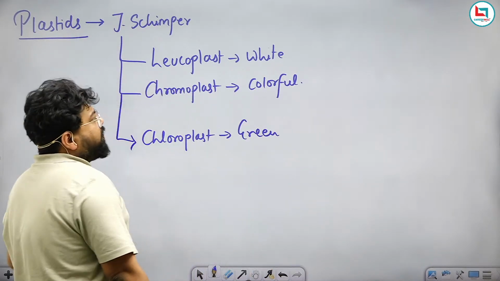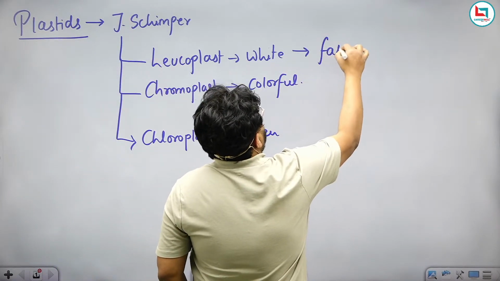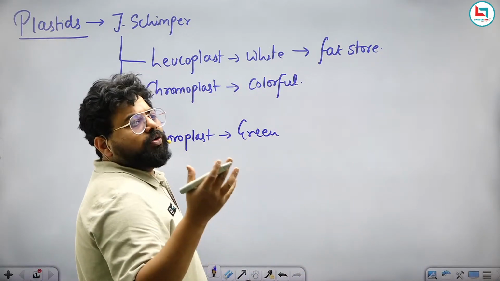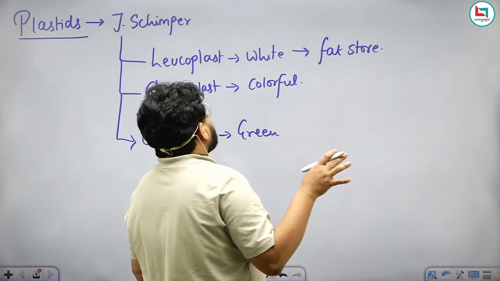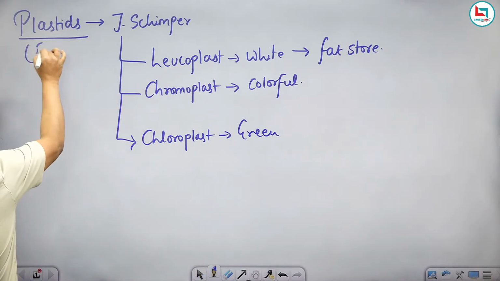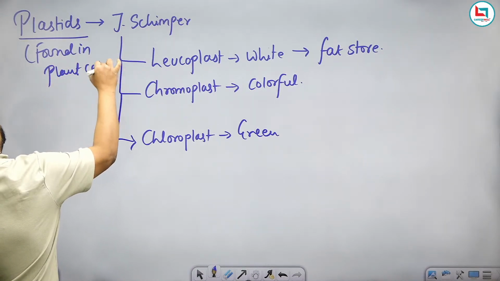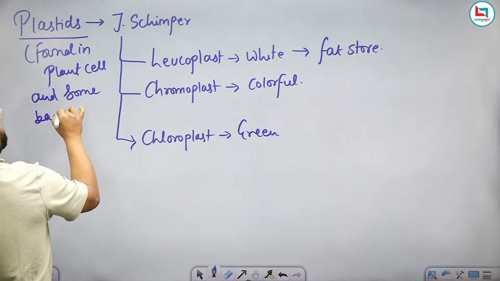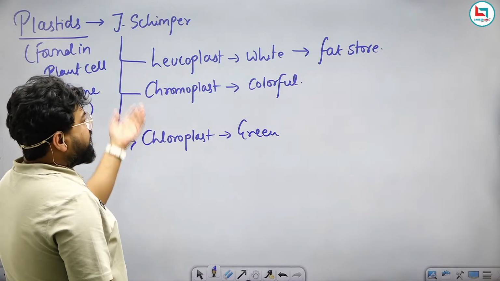Now basically the function of leucoplast is fat storage. It stores fat bodies inside the plant cells, or in those cells in which plastids are present. These are structures which are generally found in plant cells and some bacteria. So leucoplasts are white in color, they help in fat storage.